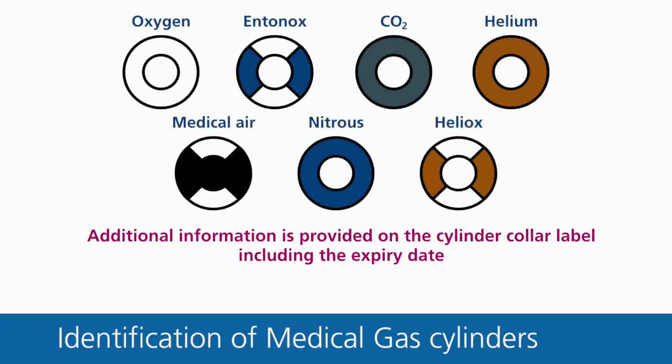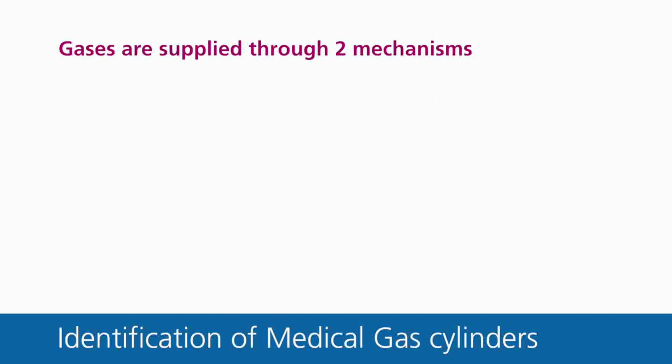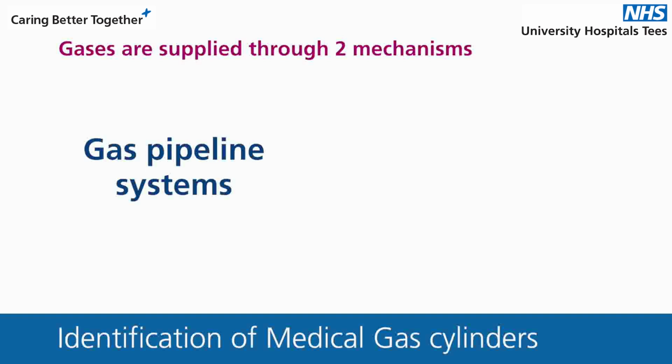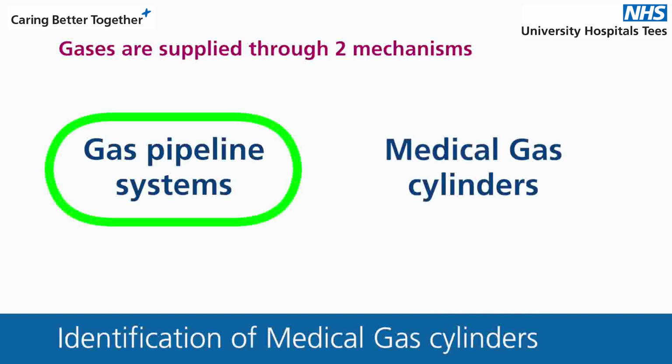Additional information is provided on the cylinder collar label. This includes the expiry date. This should be checked on a monthly basis by the ward team and escalated to the estates team if needed replacing. Gases are supplied through 2 mechanisms: gas pipeline systems or medical gas cylinders. Where possible, pipeline systems should be used over cylinders.